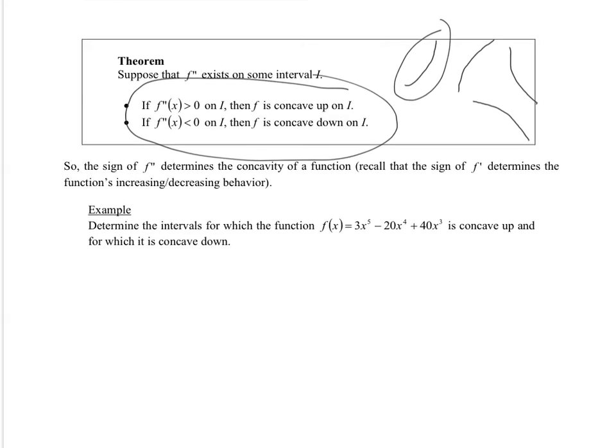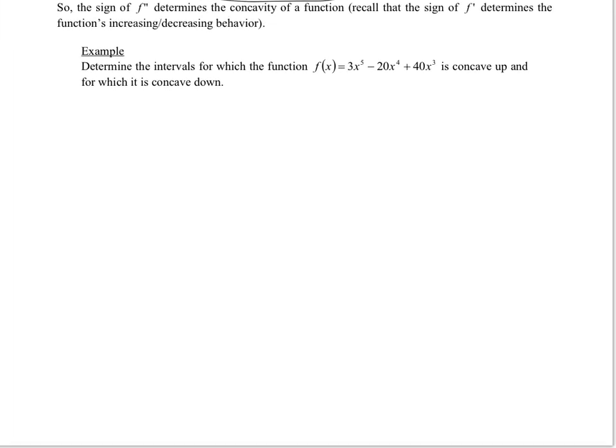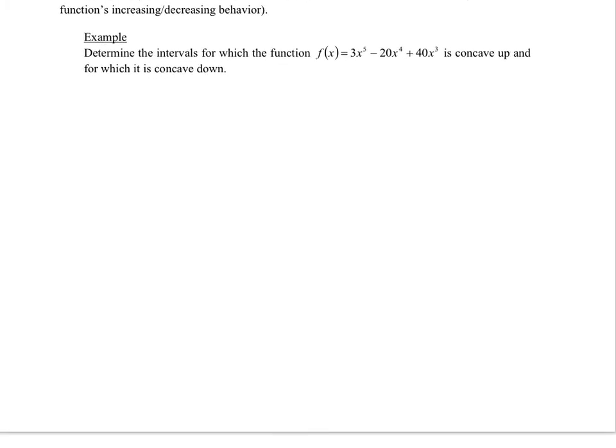Okay, so let's look at a quick example here. Determine the intervals for which the function f of x equals 3x to the fifth minus 20x to the fourth plus 40x to the third is concave up, and the intervals for which it is concave down. So we answer this question by computing the second derivative of the function and determining where the second derivative is positive and where it is negative. So let's go ahead and compute two derivatives. I'll write as neatly as I can.